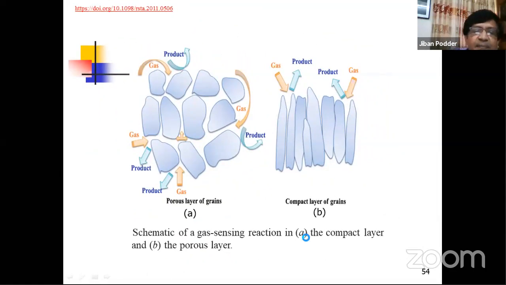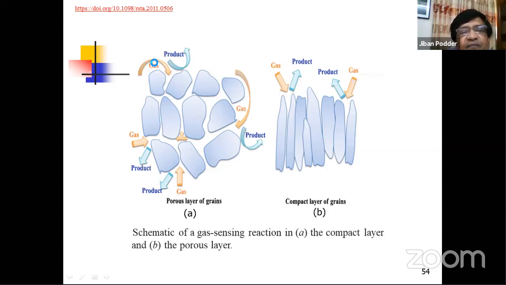Here you see the porous layer of grains and the compact layer of grains. If you have a more compact layer, then less gas can go inside the material. But if it is a porous structure, the gas molecules can be trapped in the space in between the grains.